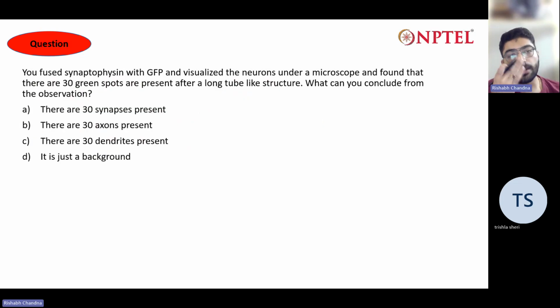So you fuse synaptophysin with GFP and visualize the neurons under a microscope. You find that there are 30 green spots present after a long tube-like structure. What can you conclude from the observation? Synaptophysin is present in the synapse, and it is being used to visualize the synapse structure.